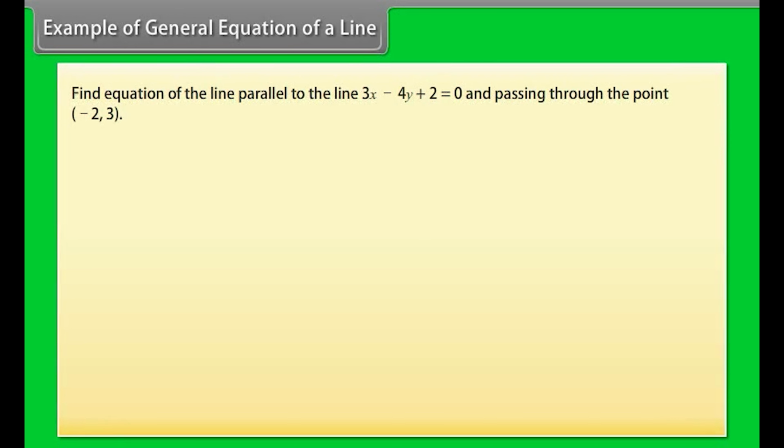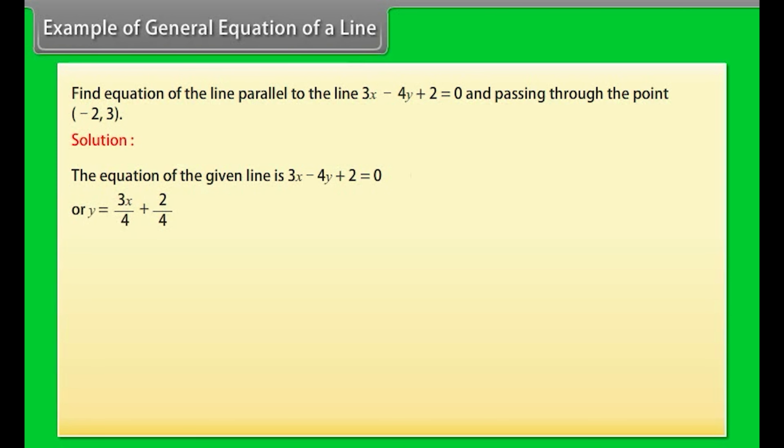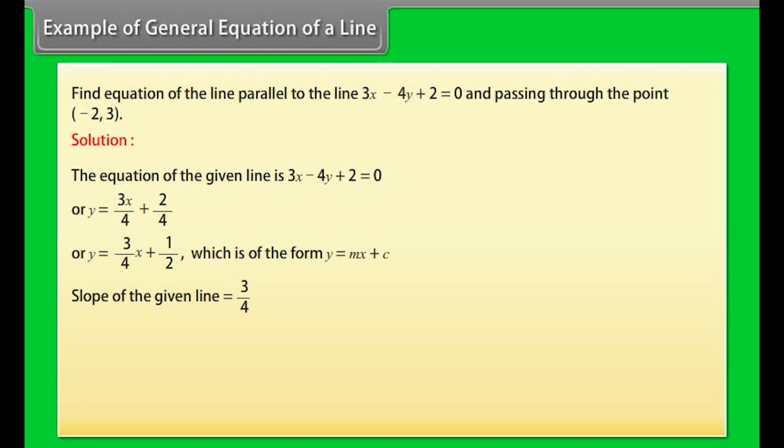Example of general equation of a line. Find the equation of the line parallel to the line 3x minus 4y plus 2 is equal to 0 and passing through the point minus 2, 3. Solution. The equation of the given line is 3x minus 4y plus 2 is equal to 0, or y is equal to 3x by 4 plus 2 by 4, or y is equal to 3x by 4 plus 1 by 2, which is of the form y is equal to mx plus c. The slope of the given line is 3 by 4.